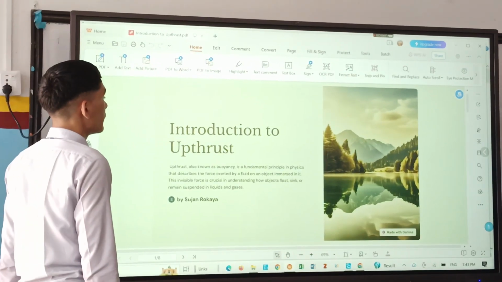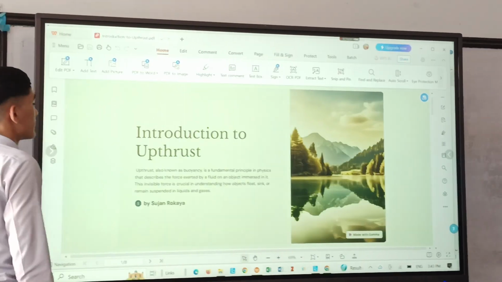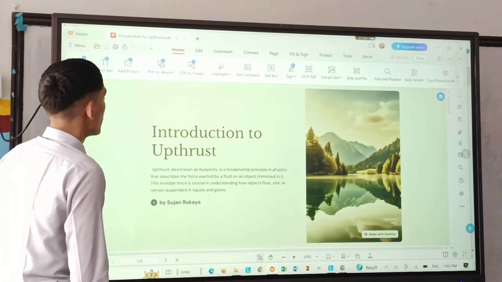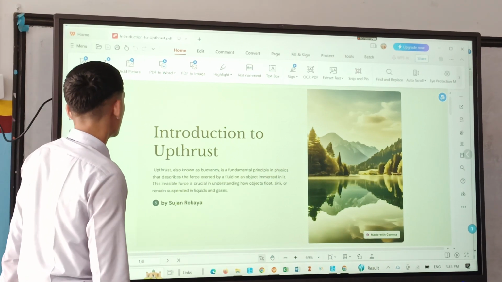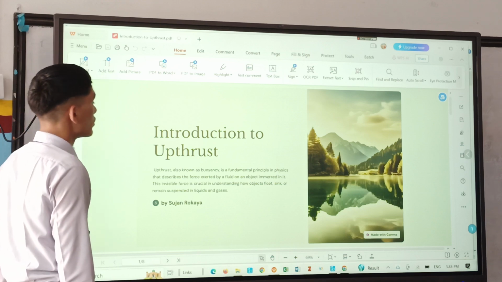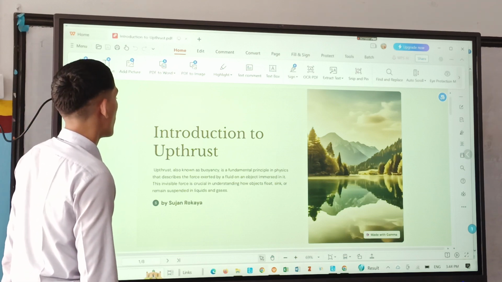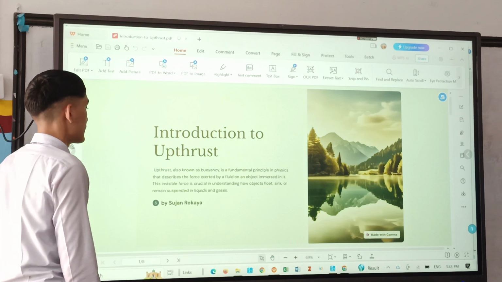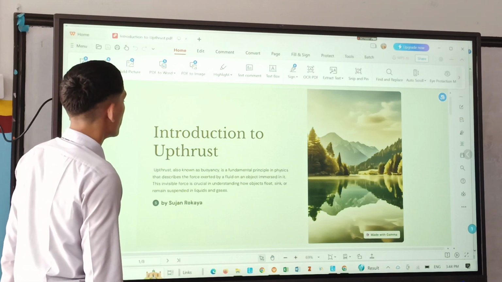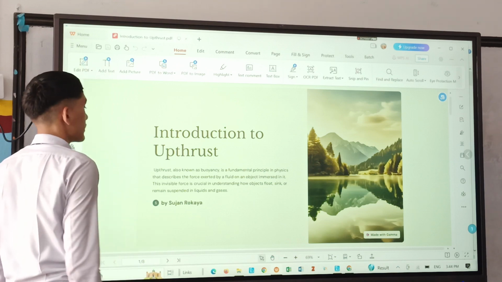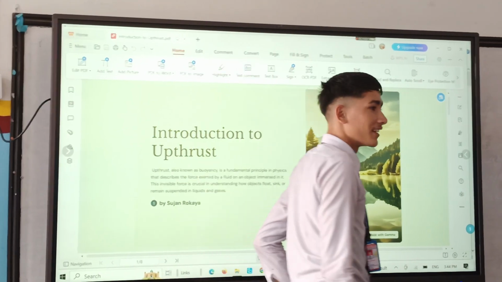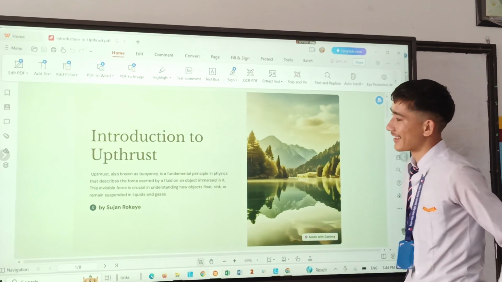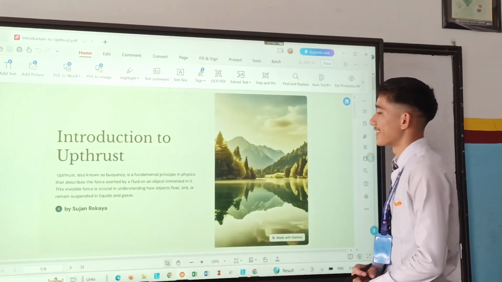fundamental principle in physics that describes the force exerted by a fluid on an object immersed in it. This invisible force is crucial in understanding how objects float, sink, or remain suspended in liquids and gases. You read, decide, and explain. On reading a sentence or matter, explain what it means.